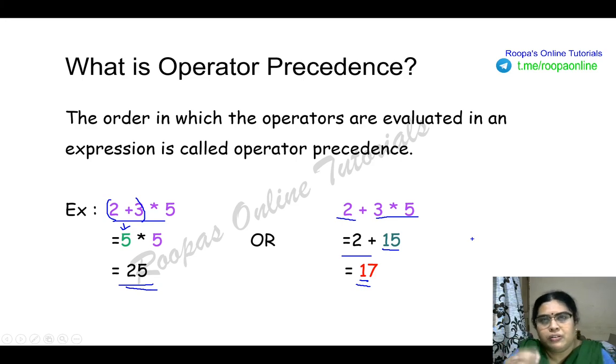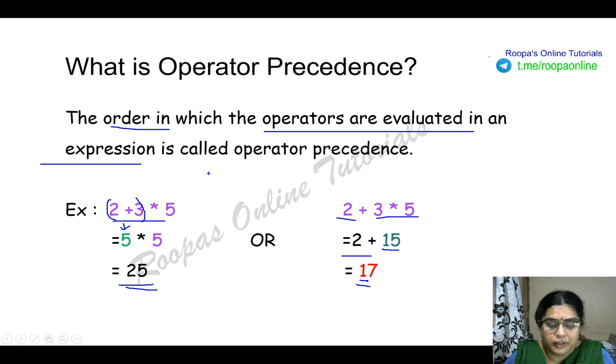Now our computer is a machine. It knows only steps. It knows it has to do things in a particular order. It cannot go and do however it wants. Like our mind, which is a fickle mind, we can think like this, we can think like that, we can do anything, but a computer needs steps. So here the computer will follow a particular rule to calculate expressions. That is known as operator precedence. Is it clear? This is also a 2 mark question. So remember this: the order in which the operators are evaluated in an expression is called operator precedence.